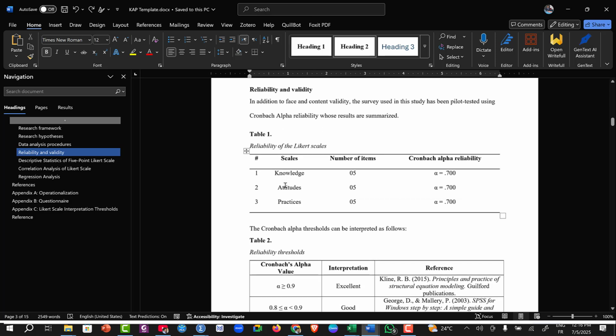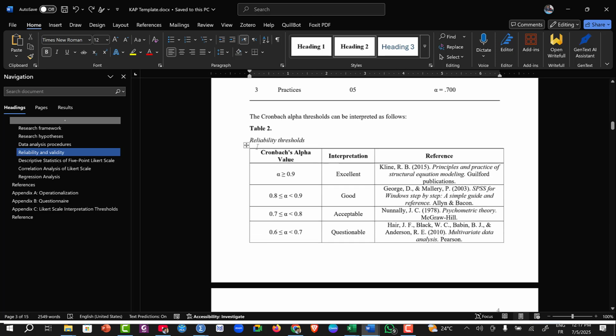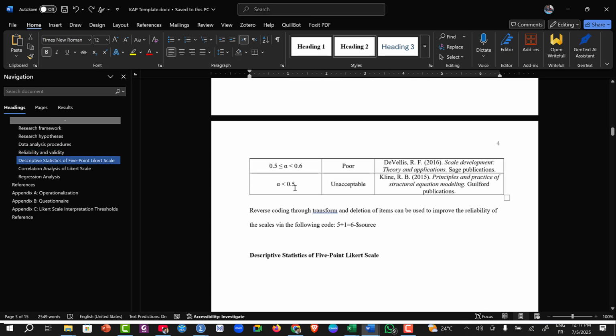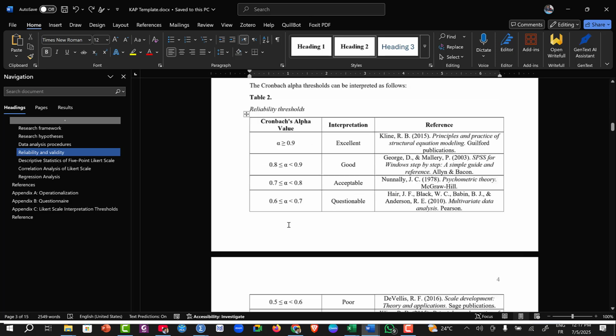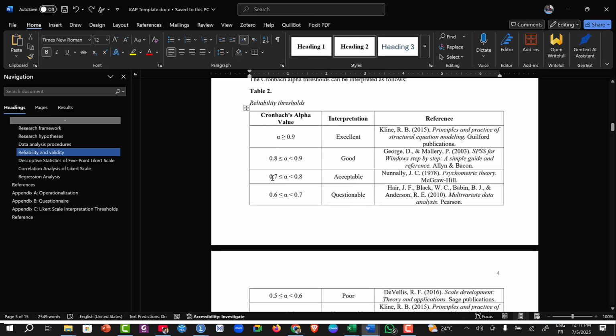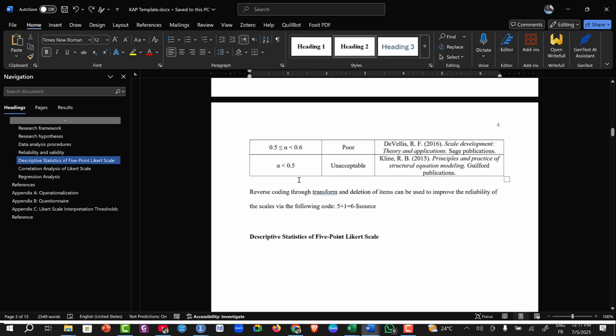So we put each construct here along with the number of items that make up the construct, in addition to the Cronbach alpha value, which should be 0.7 and above for it to be good. Then we interpret the Cronbach's alpha here. These are different thresholds that can be used to interpret the Cronbach alpha, in addition to the references that are used to do that. So usually it is acceptable from 0.7 and above, like good or excellent, depending on the coefficient.